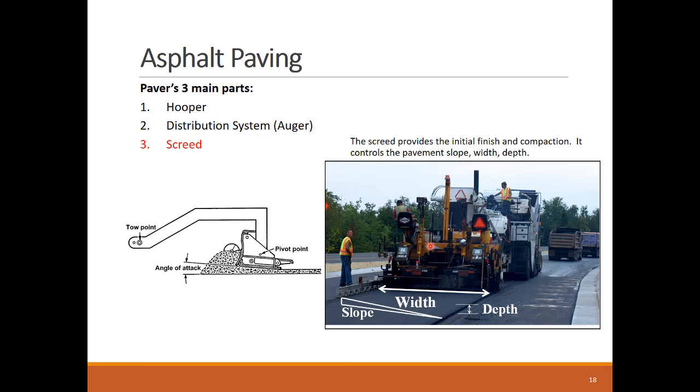The screed produces the initial cross-section shape of the produced asphalt mat. It can control the width, the depth, and the slope of the new pavement. The screed may look simple, but its success in creating the correct depth of the pavement depends on multiple factors like its angle of attack, its toe point height, the paver speed, and the flow of the asphalt feeding to the screed.